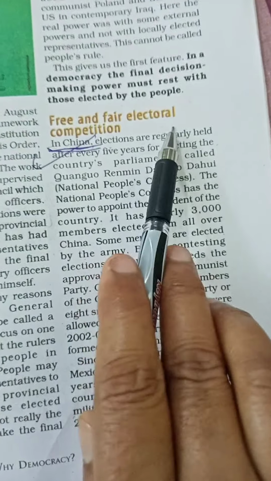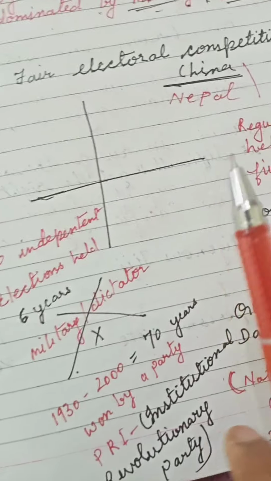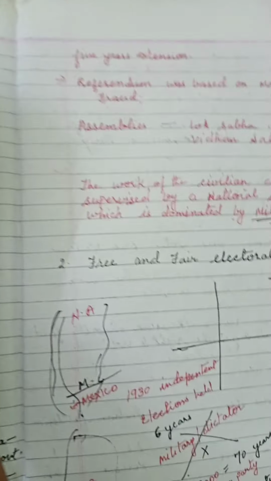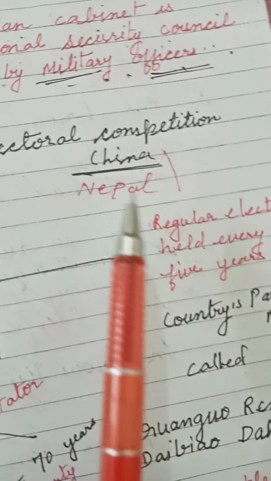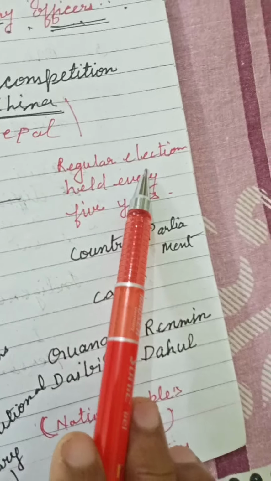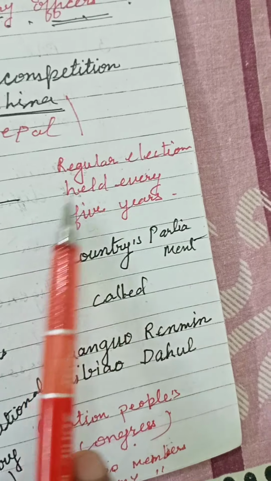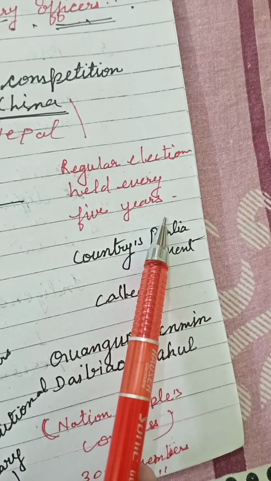Then the second feature: free and fair electoral competition, as you can see here. Again, the next example is here. First we will talk about China. In China, they were having regular elections held every 5 years.